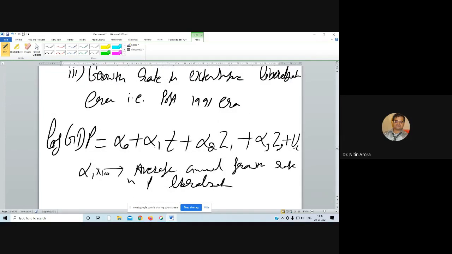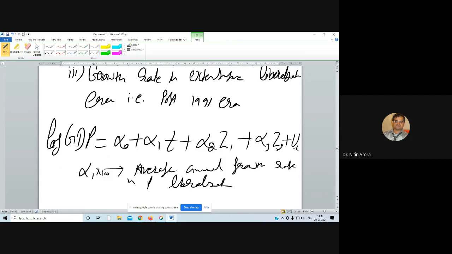Now see, this is a partial regression coefficient. Alpha 1 will represent the impact of T on GDP, assuming the impact of Z1 and Z2 is constant. So Z1 and Z2 are acting as control variables. Now alpha 1 will be net of Z1 and Z2 impact. So that's why this won't be reflecting the entire period growth rate.